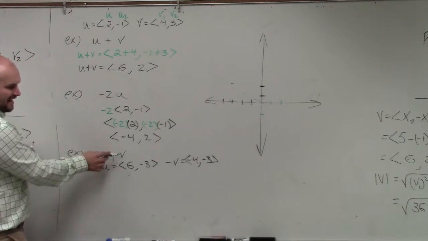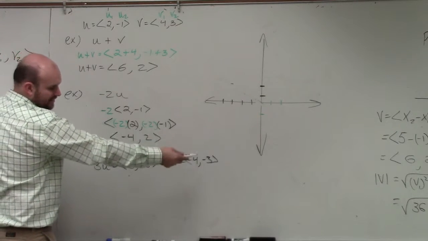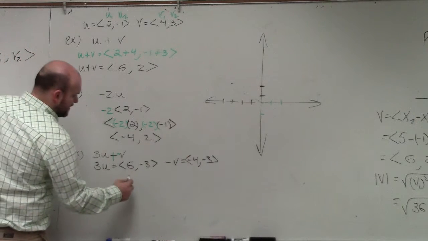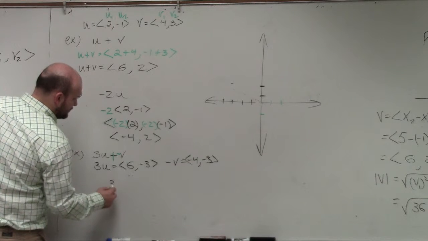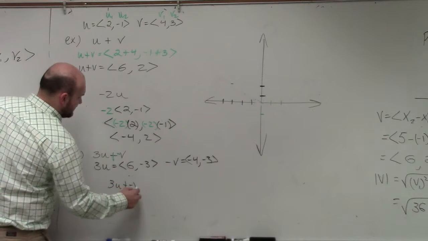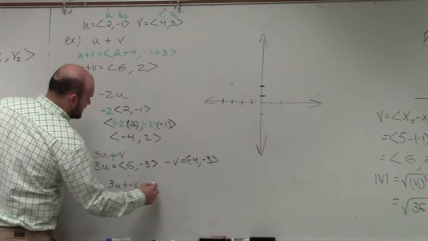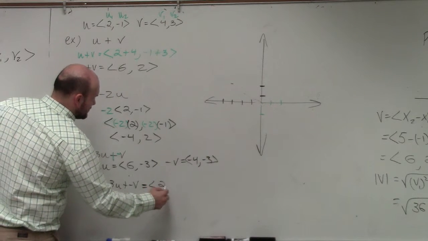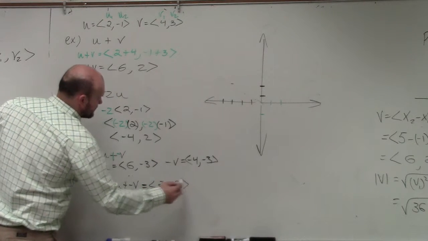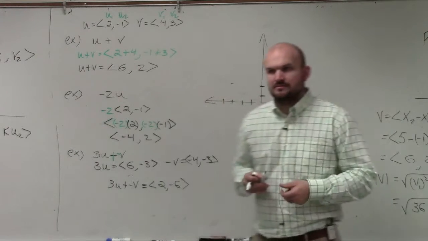So if I add a negative, I can distribute the negative. I can distribute a 3. And then my 3u plus a negative v is now just going to be the combination of these two. So that's going to be 2, negative 6. Does everybody see that?